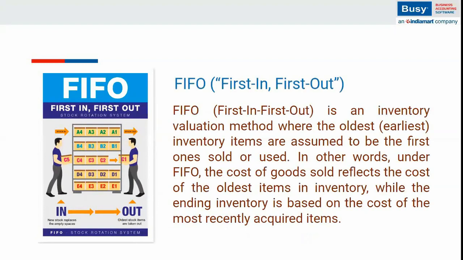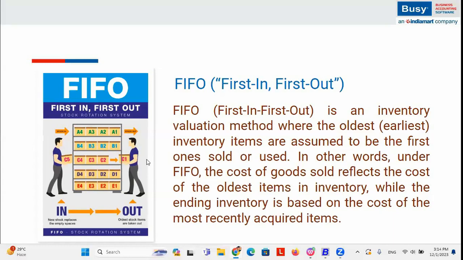Let's understand the FIFO method concept. FIFO means first in, first out. This is the full form of the FIFO method. It is an inventory valuation method where the oldest, or the earliest, inventory items are assumed to be the first ones sold or used. In other words, under FIFO, the cost of goods sold reflects the cost of the oldest items in inventory, while the ending inventory is based on the cost of the most recently acquired items. We'll understand with an example.